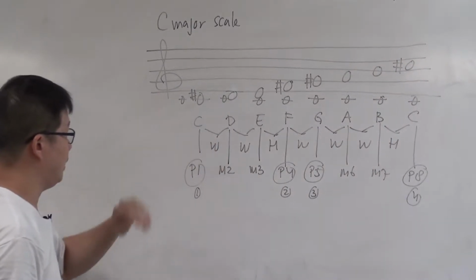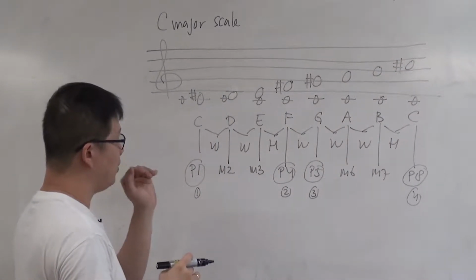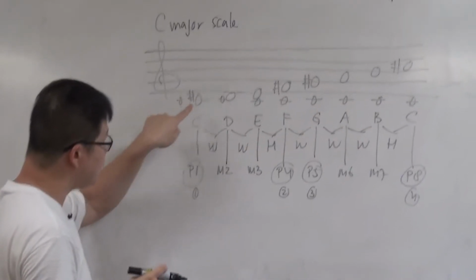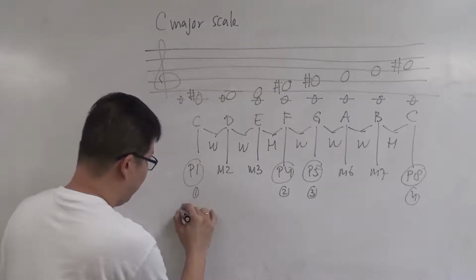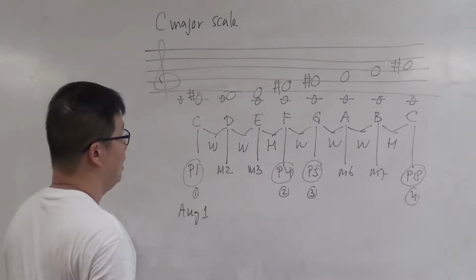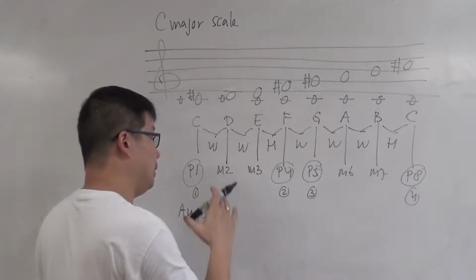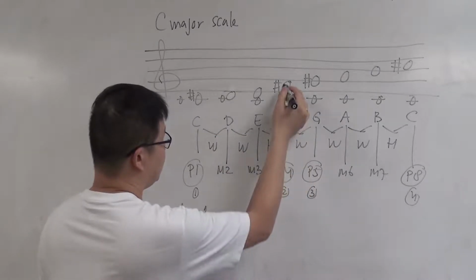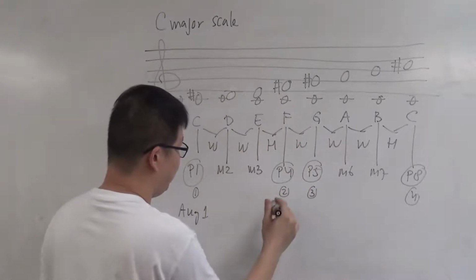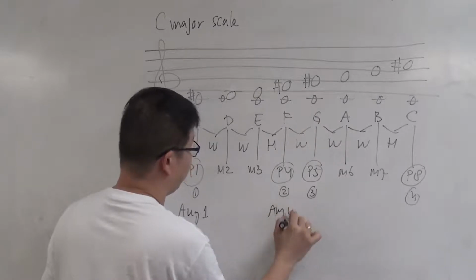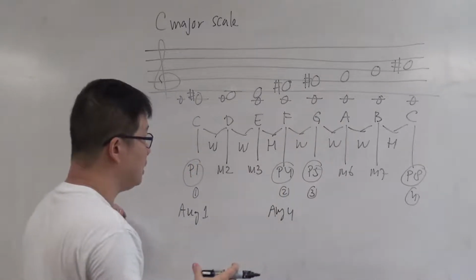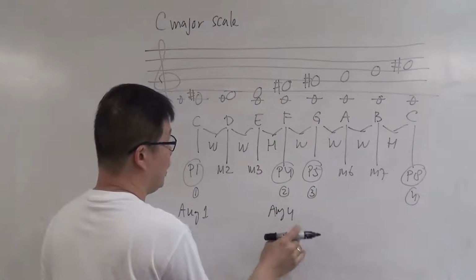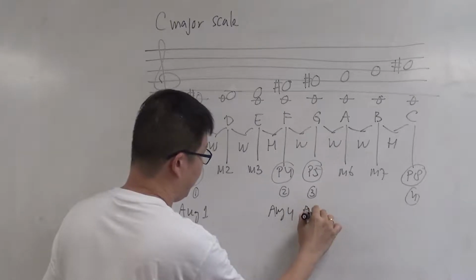So C to C, if the notes are exactly in the same position, it is P1. However, if we increase C to C sharp, this becomes augmented 1. Now C to F without any accidentals is a perfect 4th. However, if there's an accidental at the second note, which is a sharp, it becomes augmented 4th. Now C to G without any accidentals is a perfect 5th. If we increase the second note with a sharp sign, it becomes augmented 5.